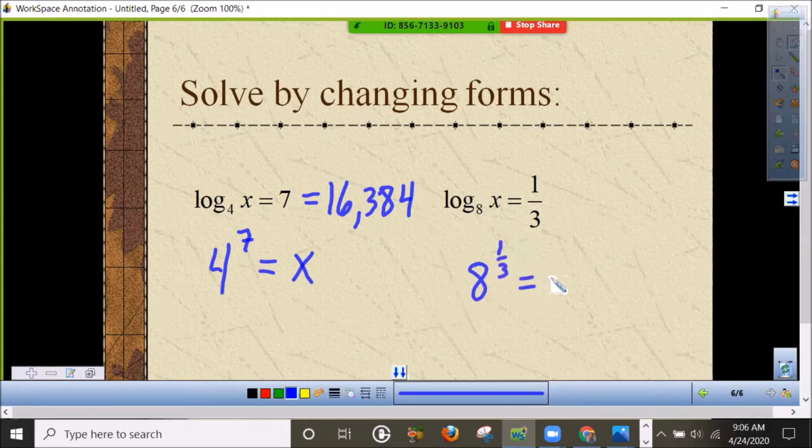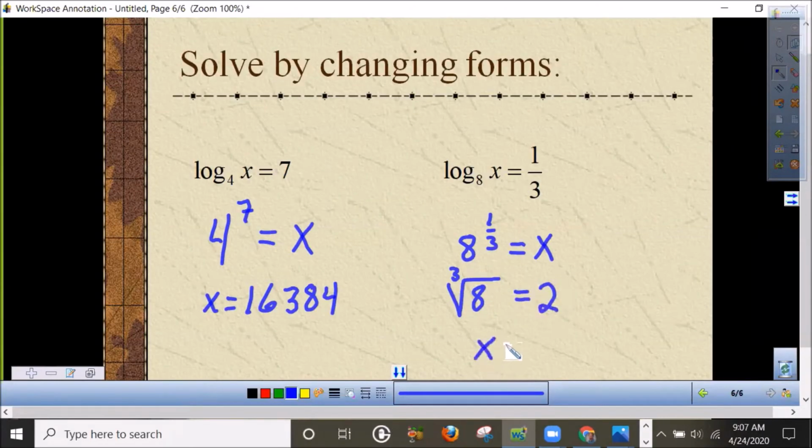Moving on to the next example, we can see that our base is 8, our power is 1/3, and the x is the result of 8 to the 1/3. So just remember that a 1/3 power is the same as a cube root. Cube root of 8 is equal to 2. That tells us our x value is 2.